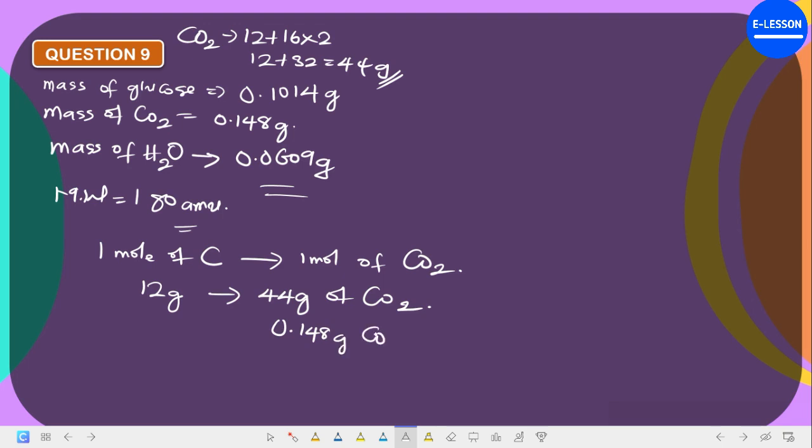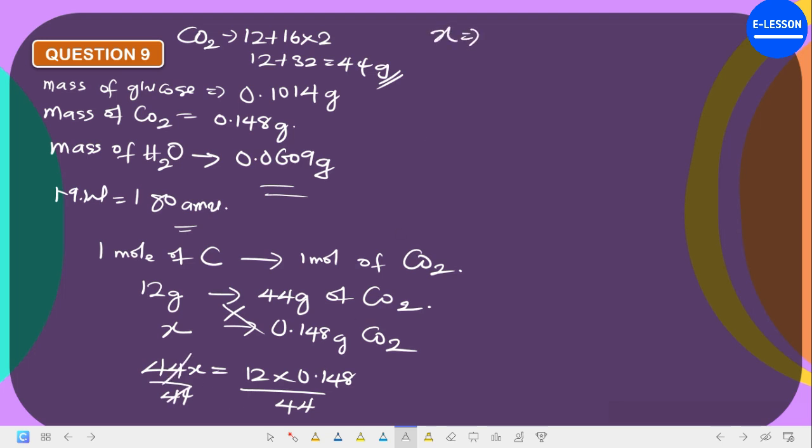0.148 gram of CO2 would be X, because you want to know the amount of carbon that is present in CO2. If you cross multiply, this gives us 44x equals 12 times 0.148. Divide both sides by 44; 44 cancels 44. Your x is equal to 12 times 0.148 divided by 44, and that will give us 0.0403 gram. So the amount of carbon present is 0.0403 gram. Now this is for carbon.